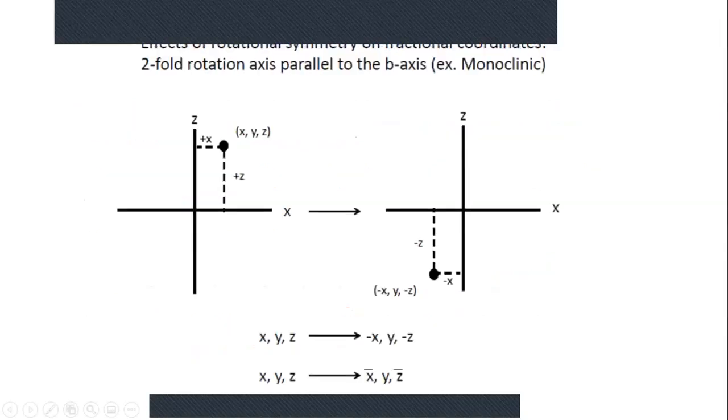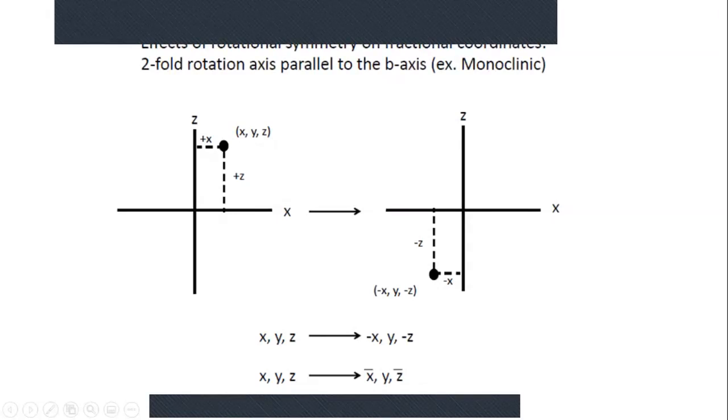So now let's look at a twofold rotation. A twofold is usually parallel to one of the axes. And so for a monoclinic system, that twofold is always going to be parallel to the B axis. So anytime you see a monoclinic space group and you see a twofold in that space group, it's always going to be parallel to the B axis. But just to show you here, imagine that the B axis or the Y axis is coming out of the screen towards you. So we have a set of coordinates x, y, and z.